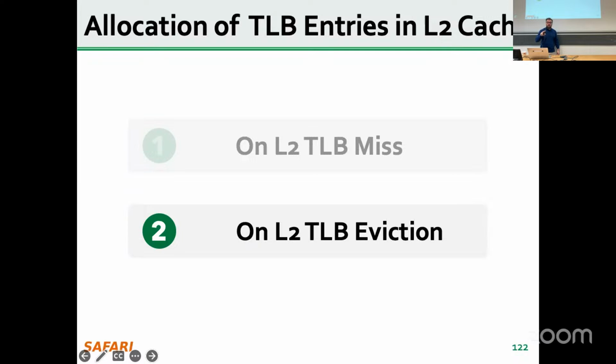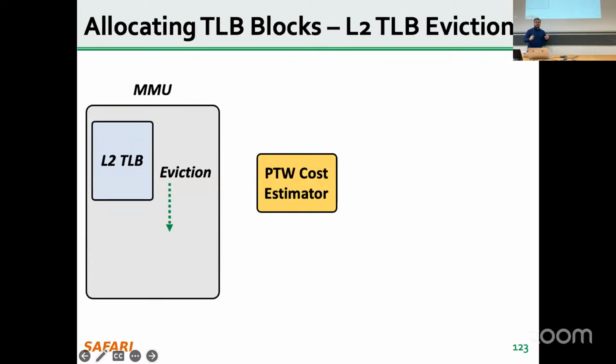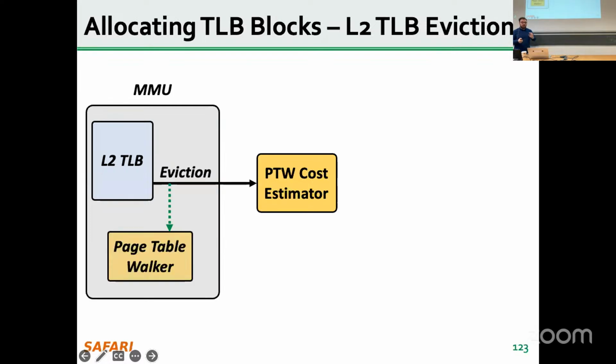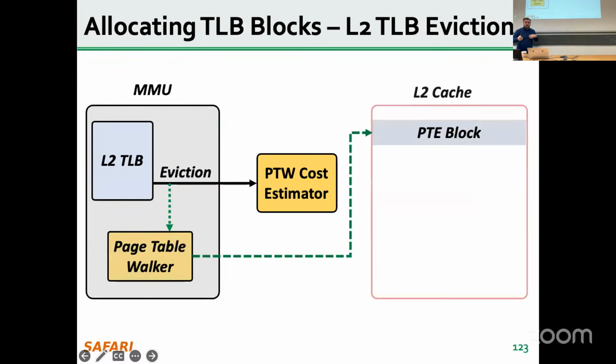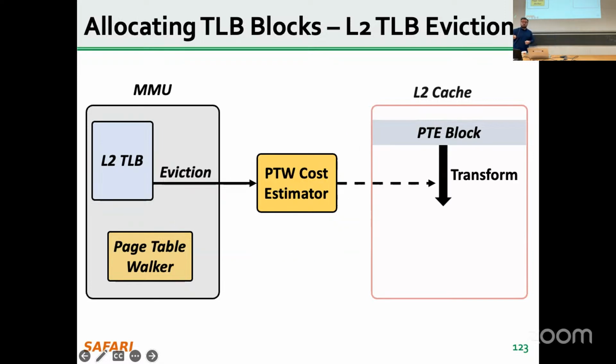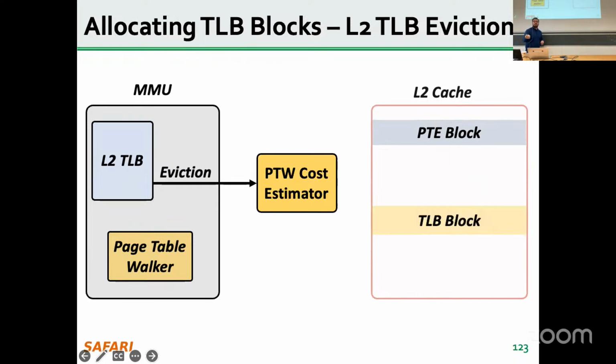Second scenario, an L2 TLB eviction. What's the key difference with eviction? In the case of an eviction, I do not have a guarantee that I will perform a page table walk. We do not normally perform page table walks for an eviction. So we asynchronously trigger the page table walker to fetch the corresponding PTE block in the cache hierarchy. We consult the page table cost estimator, and then we transform it into a TLB block. And this TLB block right now corresponds to the victim, the evicted entry from the L2 TLB. That's why the mechanism is called Victima.